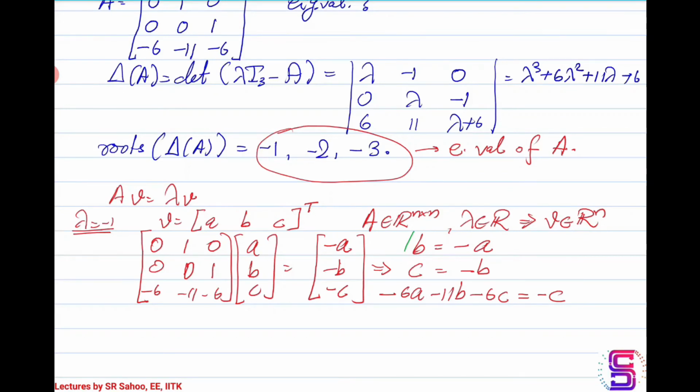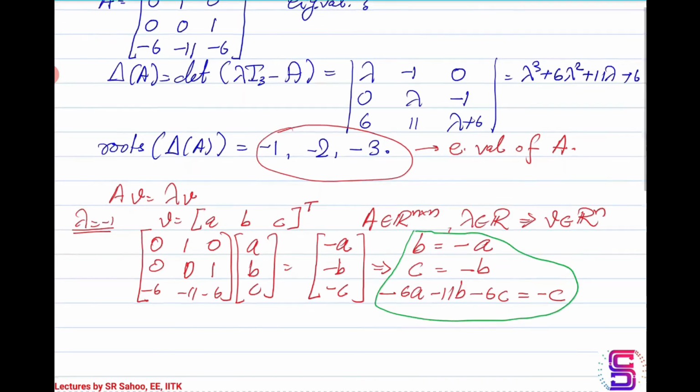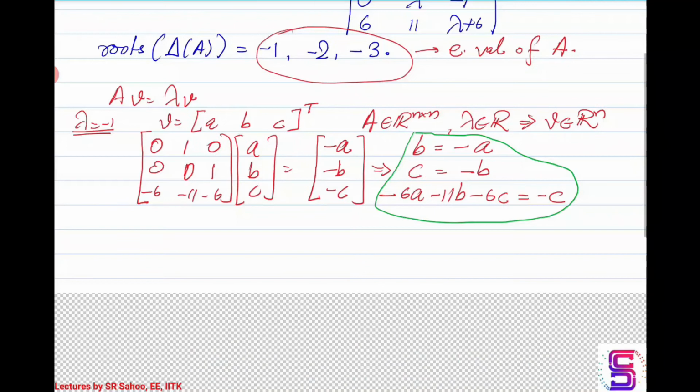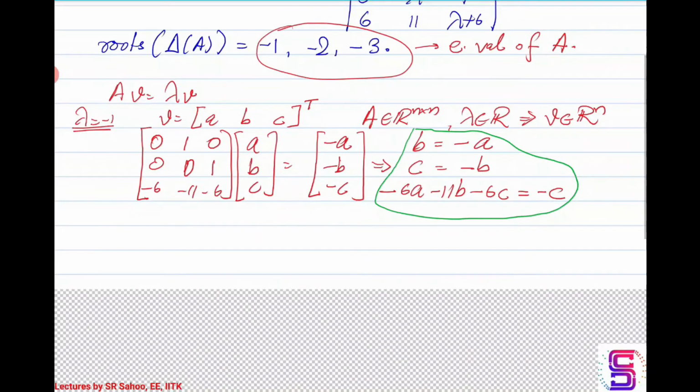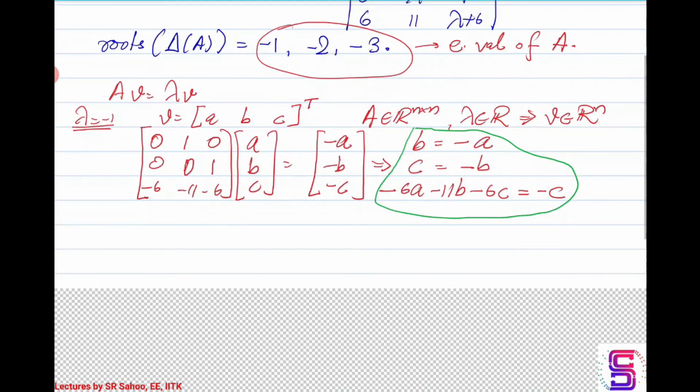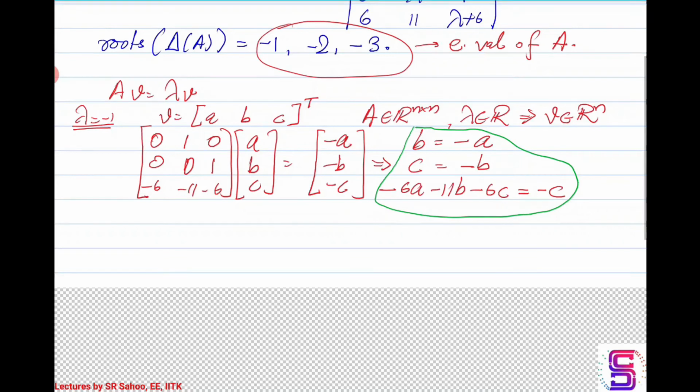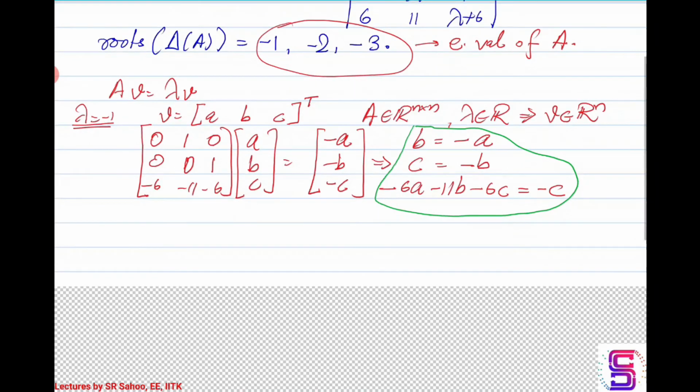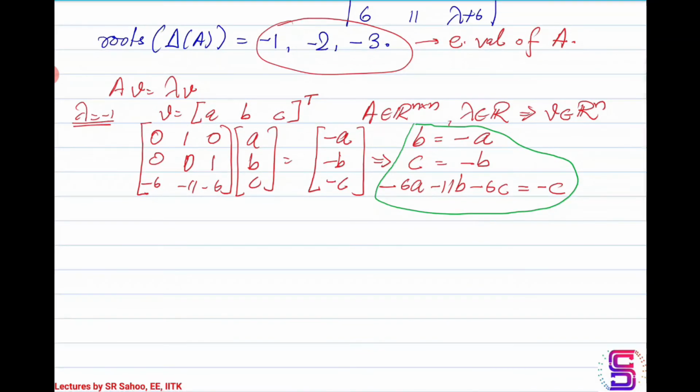Okay, from this set of equations, you can observe that this is going to have an infinite number of solutions. Now, what is the eigenvector that you should actually get?